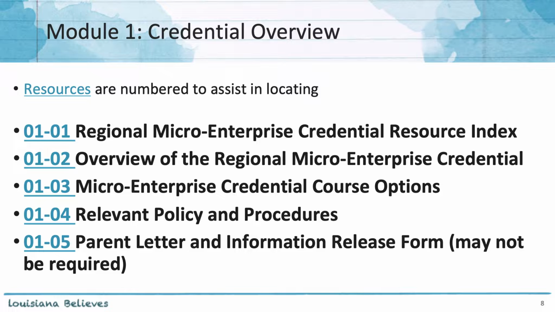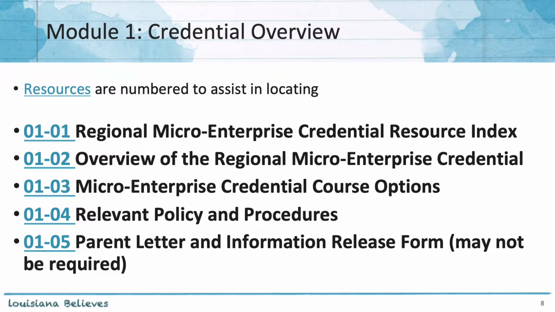Within Module 1, we have a couple resources for helping you get an overview of what the BRAC Microenterprise Credential is. So 0101 is just a list of all the resource index. So all the resources will be listed on the 0101 with the numbers showing you where you can locate them. This is a great resource to have available, and I usually print this one out to keep on my desk. 0102 is an overview of the Regional Microenterprise Credential. We'll talk a little bit more about it in just a second.